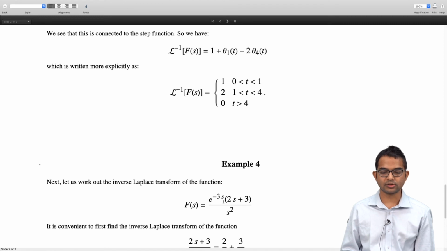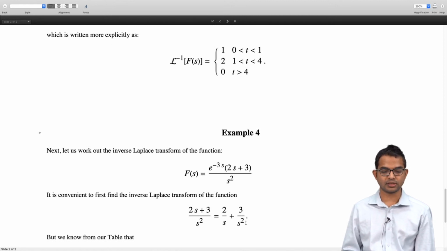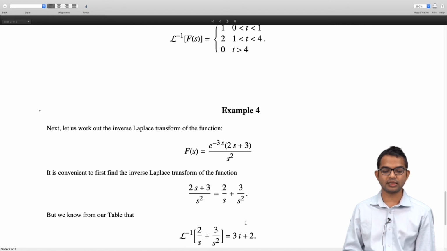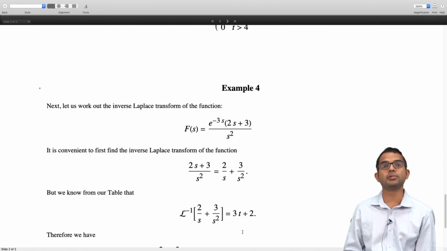So let's just work out the inverse Laplace transform of the other part, 2s plus 3 divided by s squared. We can rewrite this 2s plus 3 over s squared as 2 divided by s plus 3 divided by s squared, right? Each of these we know how to find the inverse Laplace transform of. So from the table we can say that the inverse Laplace transform of 2 by s plus 3 by s squared is 3t plus 2.